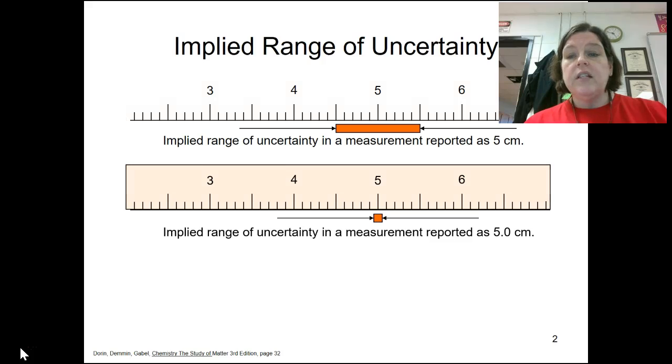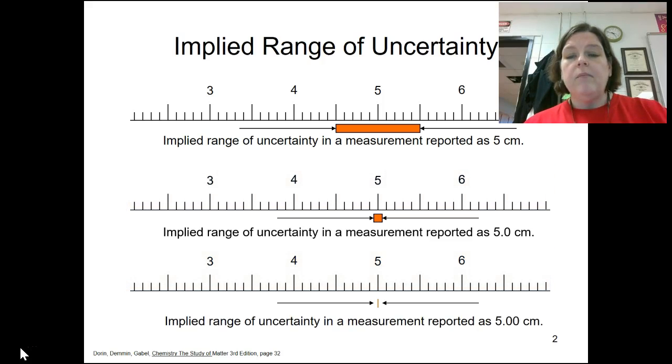Okay? If you say it's 5.0 centimeters, then you're implying that you have 0.1 centimeters on either side, that you're certain about the 5, but you're not certain about the other. And then if you report it as 5.00, notice your range of uncertainty is going down. Now, for this particular ruler, your answer should be 5.00 centimeters. As you can see, when you don't report your number correctly, you're implying more uncertainty into your number. So you need to make sure that you tell us what the uncertainty range is by recording the number correctly.